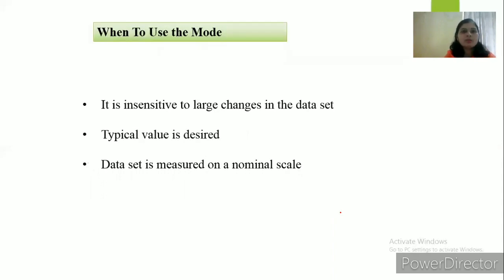Now, when to use the mode? When a quick and approximate measurement of the central tendency is needed, the mode is used. Then the measure of tendency is the most typical value, so the mode is used for the typical value. It is insensitive to large changes in the data set, and the mode is also used when the data set is measured on a nominal scale. These are all about when to use the mode.